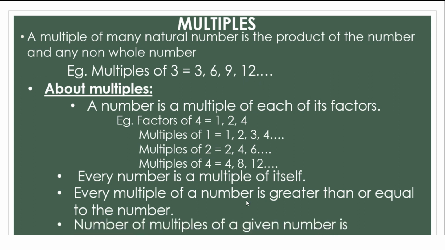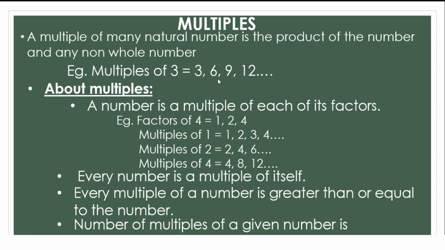Next, the number of multiples of a given number is infinite. Here the multiples of 3 keep on going. You cannot count how many multiples there are. Whereas the factors of a given number are finite. That is, you can count them.